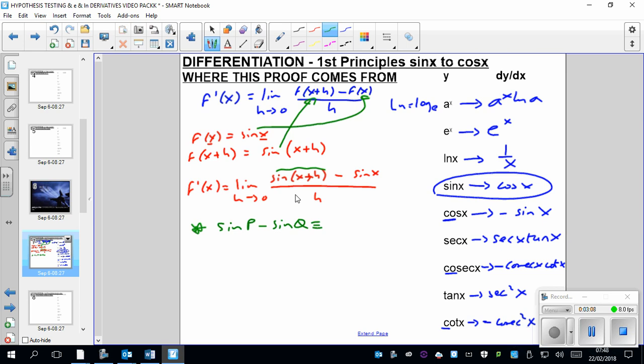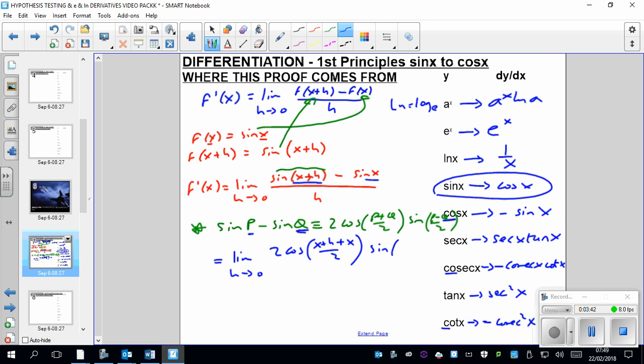So you get sine p take sine q. This is the same as 2 cos p plus q over 2 sine p minus q over 2. So that's an established formula that I'm using now. But what is p and what is q? Well, here p must be x plus h and q must be x because we've got sine something minus sine something. So this is the limit as h tends to 0 of just literally going to the formula 2 cos p, which is x plus h, plus q, which is x, over 2, times by sine p, which is x plus h, subtract x, over 2, all over h, remember, right?